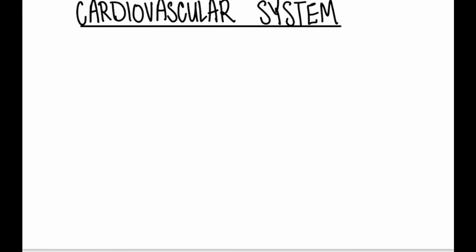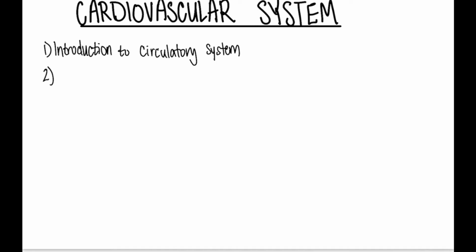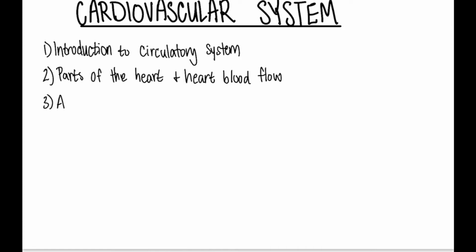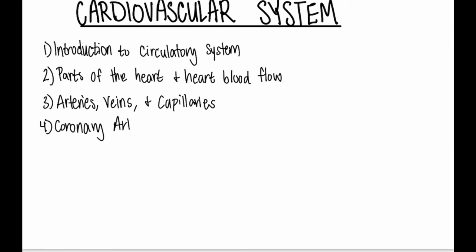In today's video, we'll be going through the cardiovascular system. There will be 5 sections to this video. First, we will discuss an introduction to the circulatory system. Second, we will go through the parts of the heart and the blood flow through the heart. Third, we will go through arteries, veins, and capillaries. Fourthly, we will go through the coronary arteries and the coronary veins. And lastly, we'll close off with a cardiac conducting system.